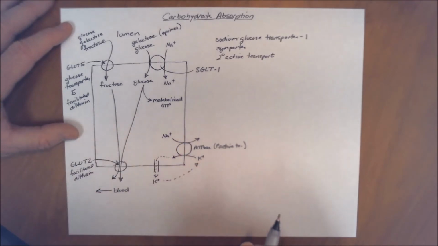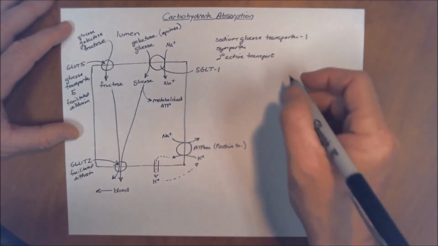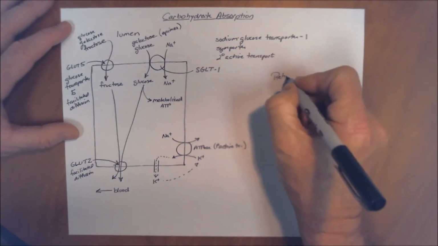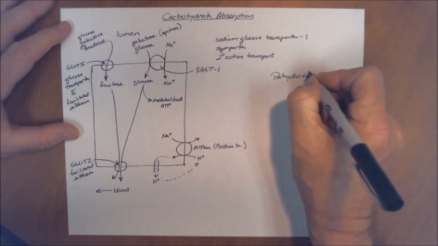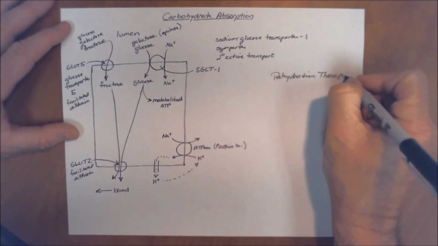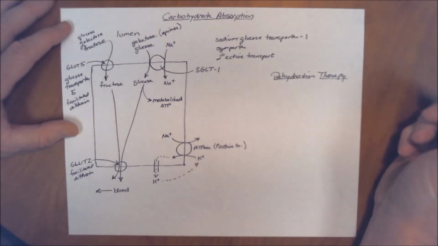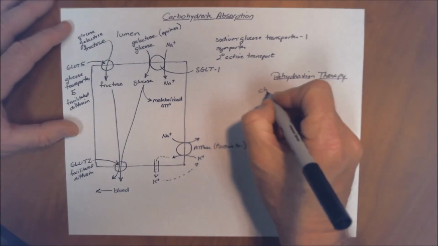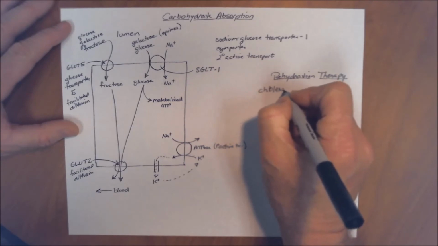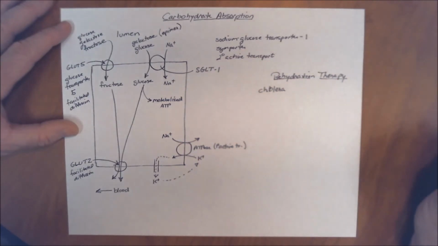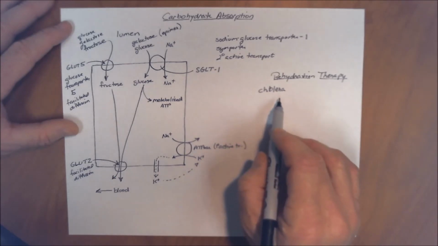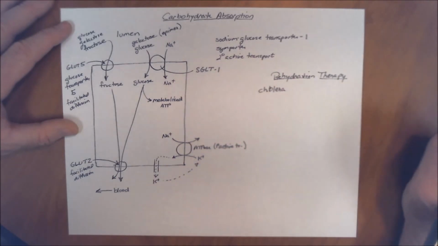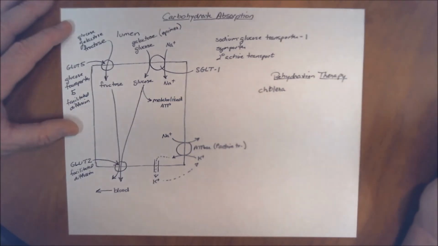Now, the importance of understanding this is exactly the principle of rehydration therapy. So what is rehydration therapy? Well, this is important for individuals that have cholera. And remember, cholera is when we have a defective chloride channel, because the chloride channel is kept open because of the cholera toxin, and we have a flood of ions into the lumen, which is going to pull water into the lumen of the intestine, giving us our watery diarrhea.